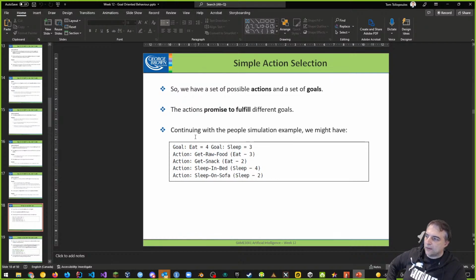If I have an insistence of eat 4 and sleep 3, let's suppose there's a 5-point scale, from 0 to 5, where 5 is very insistent. So this person is fairly hungry and also getting sleepy, kind of in the middle. That is something we can look at when it comes to this. Having those goals provides actions, right? So again, the action of get raw food, right?